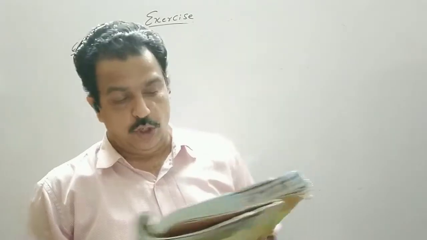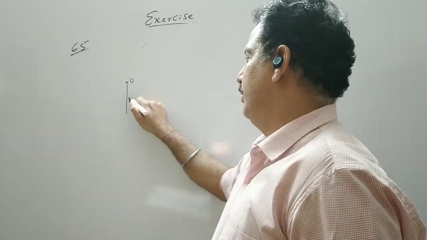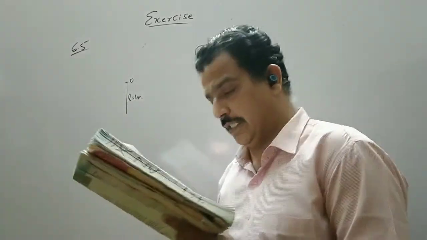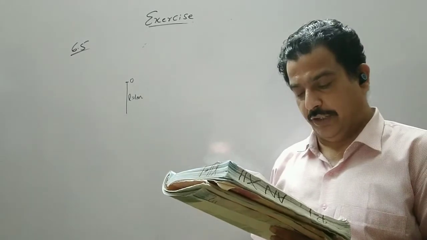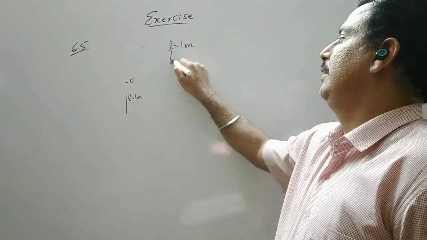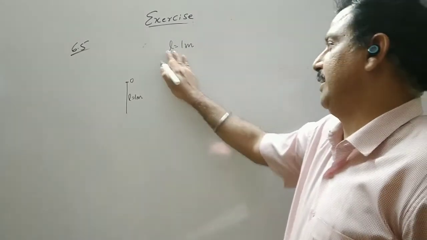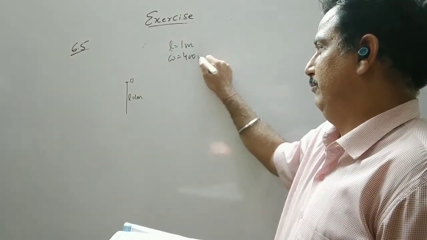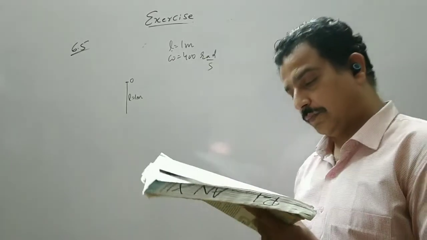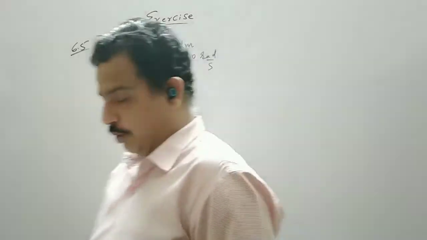Now question number 5. A 1 meter long metallic rod, that is, length is equal to 1 meter, is rotated with an angular frequency of 400 radian per second. So length is 1 meter, the angular frequency given is 400 radian per second. It is rotated about an axis normal to the rod.